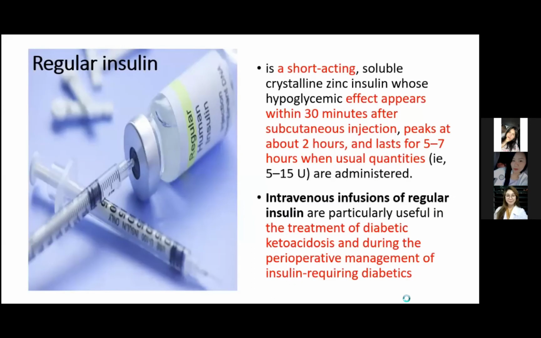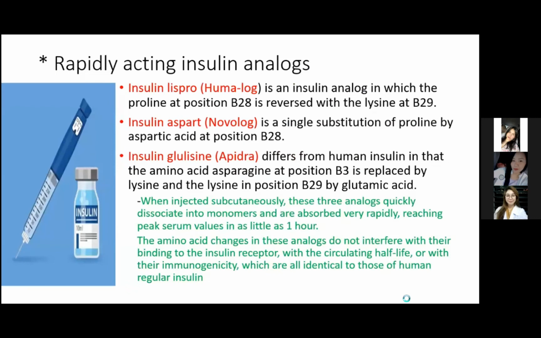As follows, we have regular insulin. It is also a short-acting one, a soluble crystalline zinc insulin whose hypoglycemic effect appears within 30 minutes after subcutaneous injection. It peaks at about 2 hours and lasts for 5 to 7 hours when usual quantities of 5 to 15 units are administered. Intravenous infusions of regular insulin are particularly useful in the treatment of diabetic ketoacidosis and during the perioperative management of insulin requiring diabetes. So let's proceed.